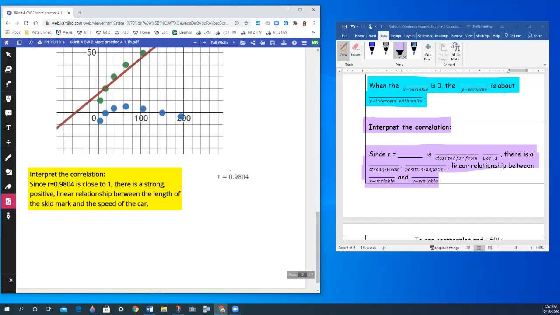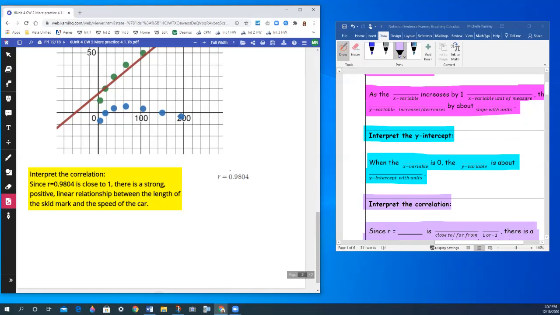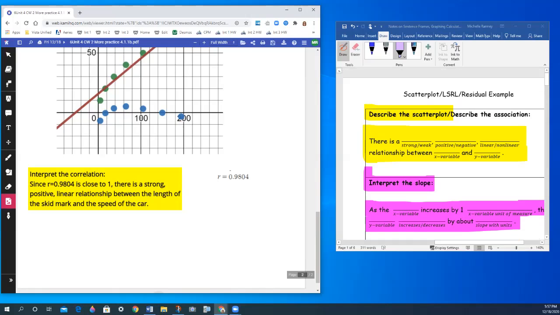Okay, so this kind of covers everything we're going to be needing to know about the line of best fit, how to do a scatter plot, how to do a line of best fit on Desmos, how to write all of our sentence frames, okay, which is in our notes.